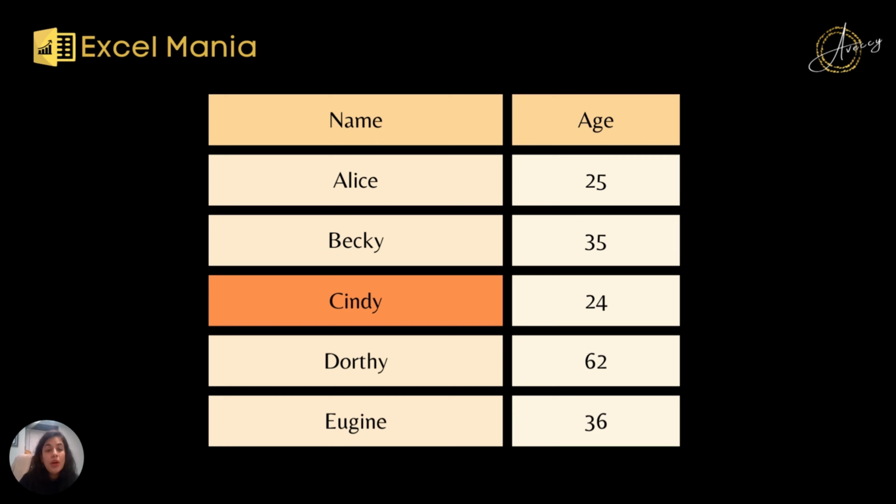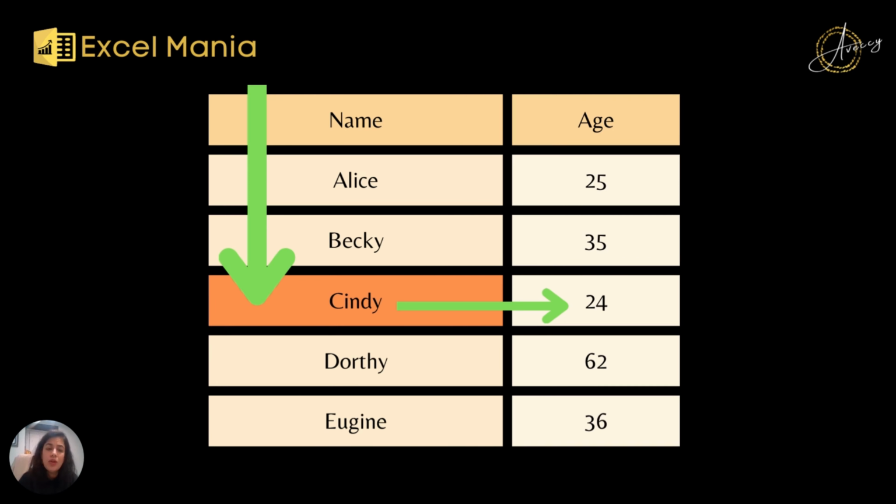So what you will do, you will go through this table, try to look down and find the name of Cindy in the first column, and then you will look across to find what is age of Cindy. That's how we find information in a large table of data.